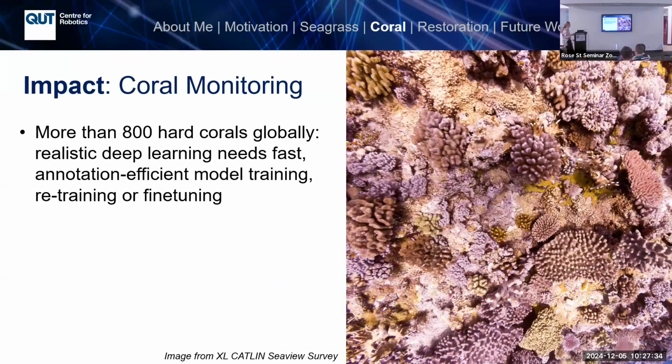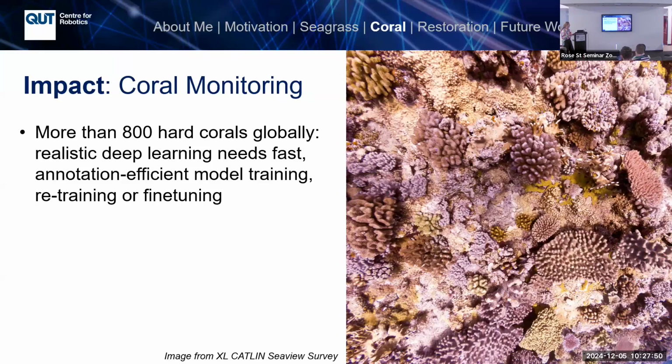And in terms of the impact for this work, I think it's important to highlight that when we're doing coral monitoring in particular, there's more than 800 species of hard corals alone, before you get into soft corals and all the other species that you'll encounter. So this is a really challenging task.